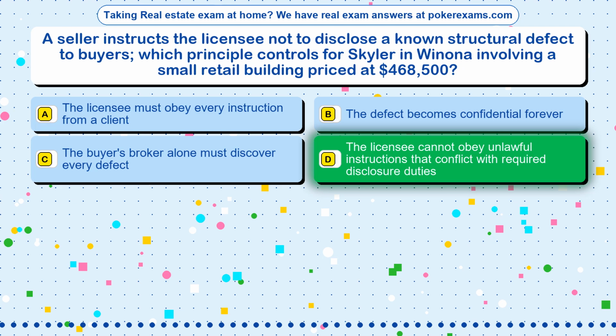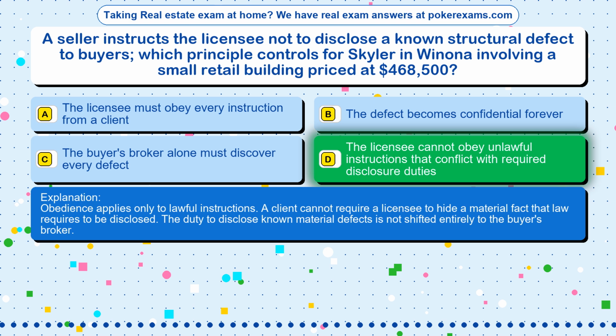The correct answer is option D. The licensee cannot obey unlawful instructions that conflict with required disclosure duties. Obedience applies only to lawful instructions. A client cannot require a licensee to hide a material fact that law requires to be disclosed. The duty to disclose known material defects is not shifted entirely to the buyer's broker.